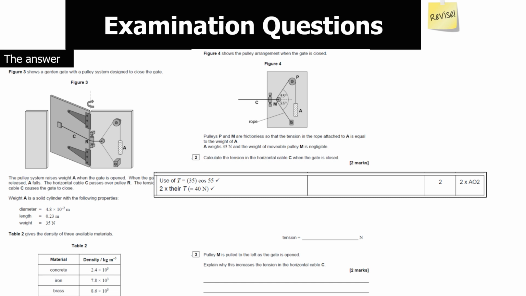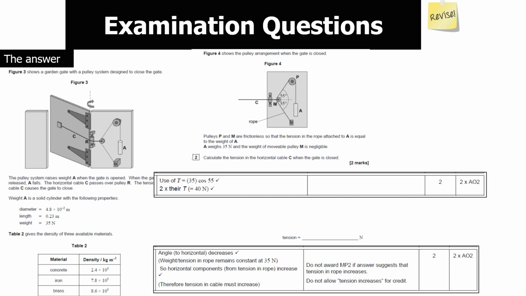So you have to do 35 cos 55, then multiply it by 2. Now it says pulley M is pulled to the left as the gate is open. So how will this increase the tension? Well, once again, what you're going to think about is the angle, because all it's asking about is the component. So what would happen is the angle would decrease. So therefore, there's going to be a greater value of the force or the tension in the horizontal. So therefore, the tension in the cable must increase because there's more acting in the horizontal.